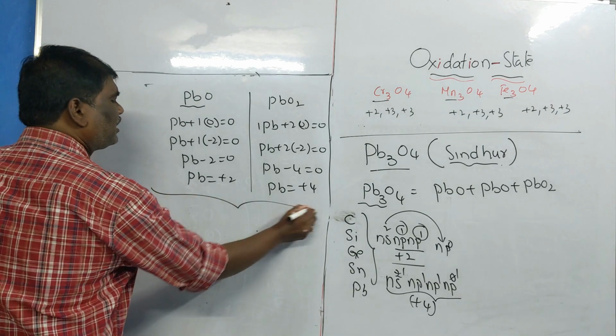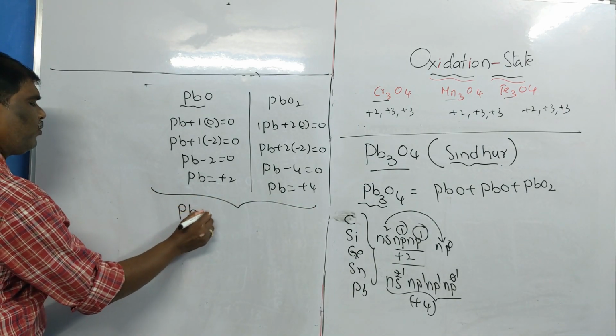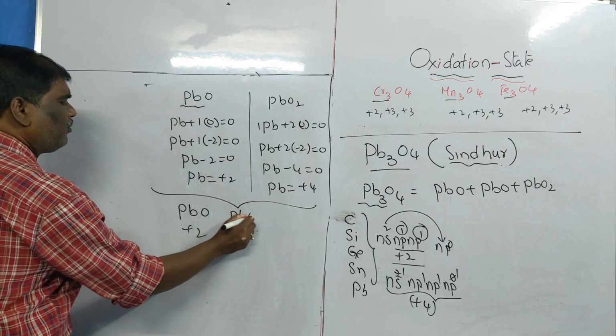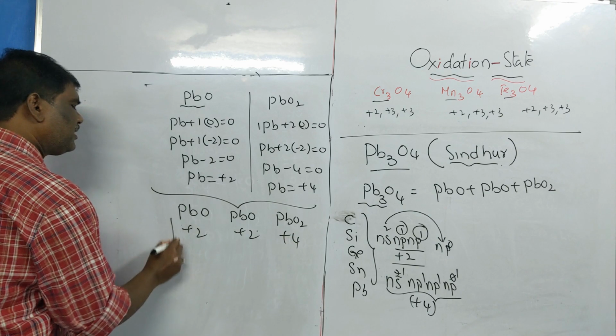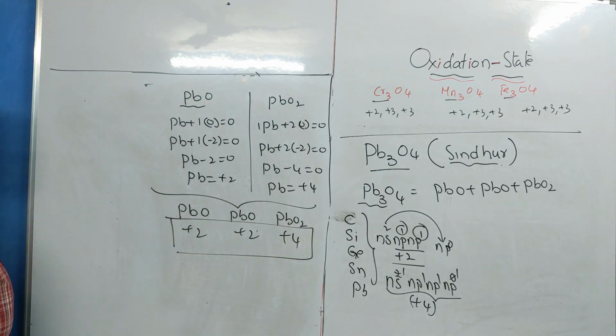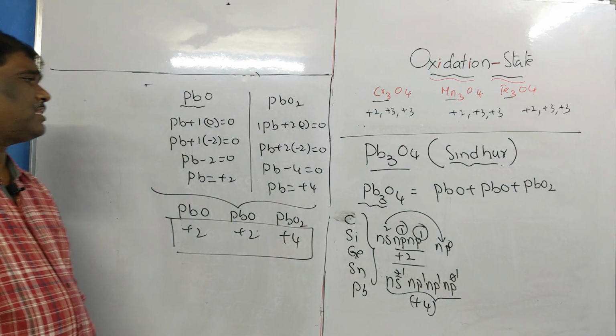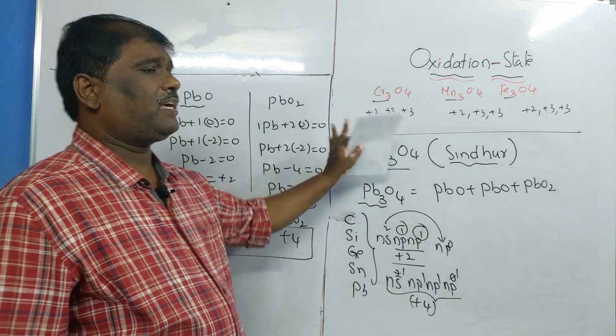Thus, what are the oxidation states? In PbO +2, in the other PbO +2, whereas in PbO2 +4. These are the possible oxidation states. Thus, the oxidation states of mixed oxides are calculated.